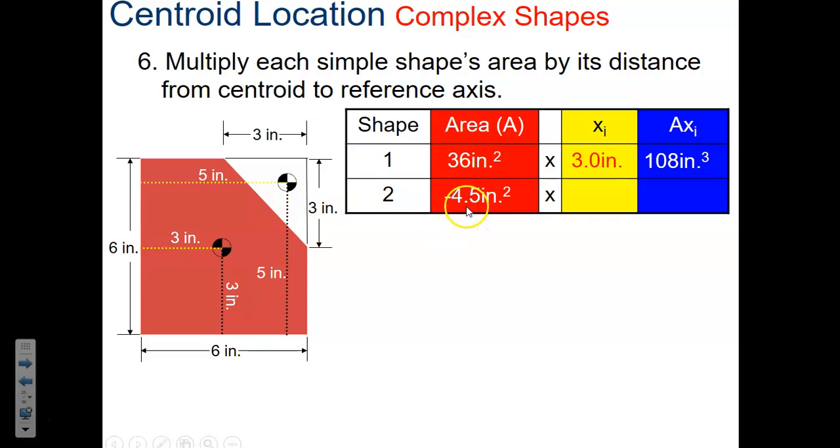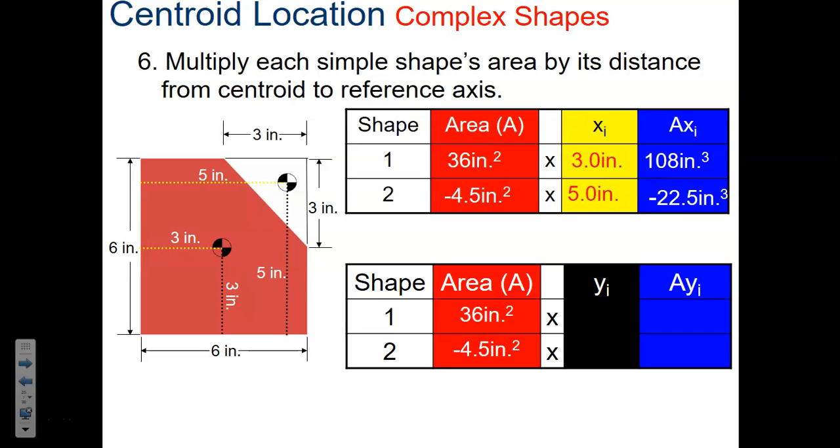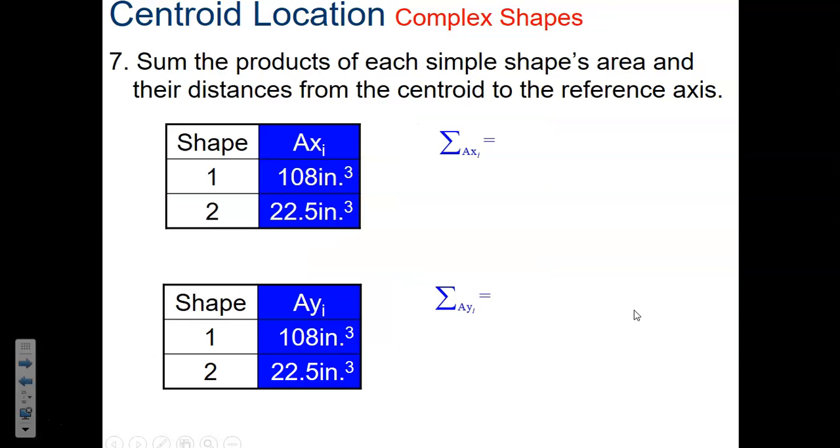Notice that I made this negative here. I made this area negative because the shape isn't really there. So I'm going to multiply negative 4.5 times 5, and I'm going to get negative 22.5. So again, keep in mind the triangle we're subtracting off, we make it negative. Okay, and then for the y, do the same process, get the same answers because of the symmetry. These are basically identical calculations.